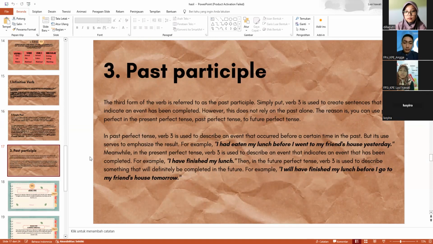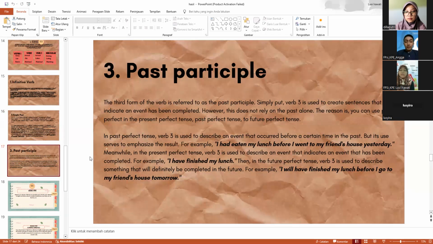In the past perfect tense, verb 3 is used to describe an event that occurred before a certain time in the past, but its use serves to emphasize the result. For example, I had eaten my lunch before I went to my friend's house yesterday.